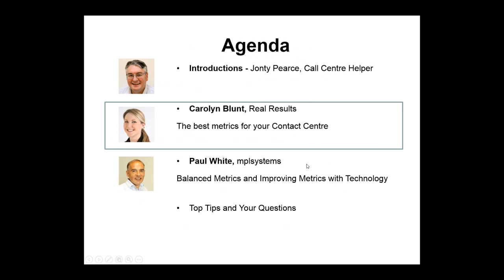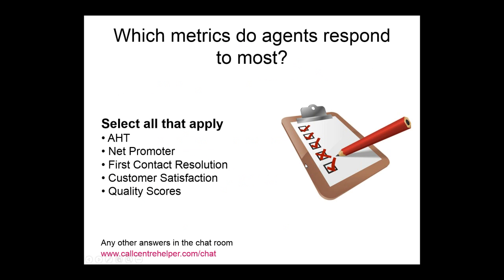What I'd like to do now is put up a poll to the audience. Which metrics do you find that agents respond to most? Do you tend to find it's average handling time, net promoter, first contact resolution, customer satisfaction, or quality scores? If there's something else you think they respond to, pop that into the chat room.